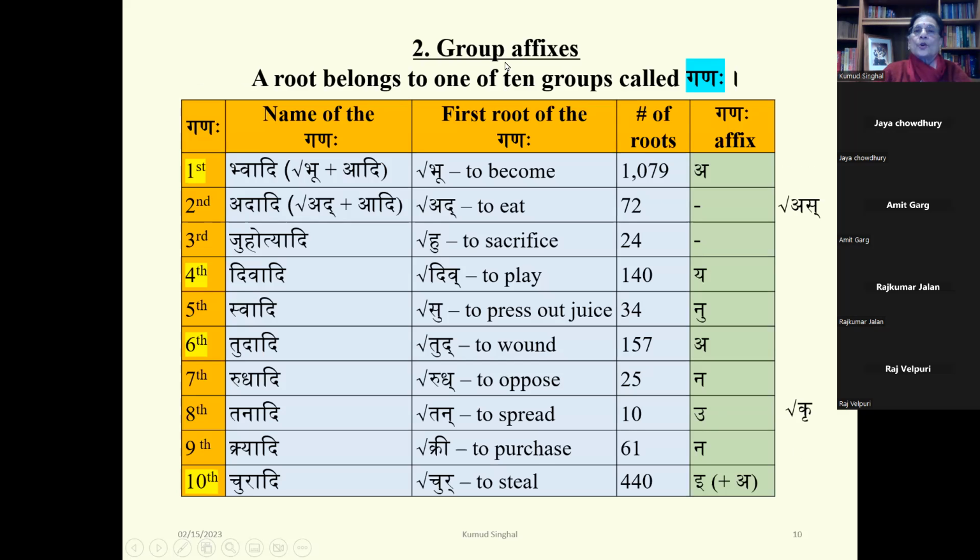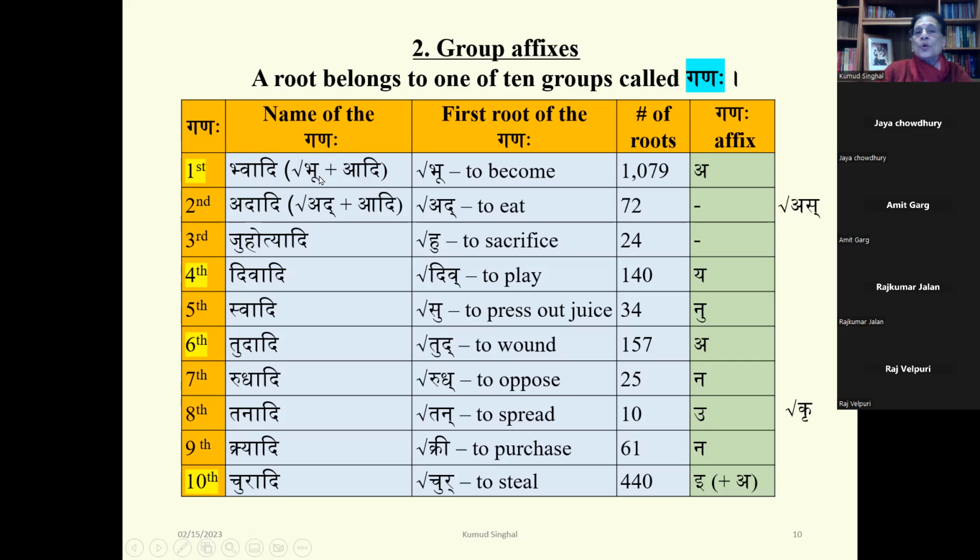So all the roots are grouped into 10 groups. The reason for this grouping is that they behave in the same manner within a particular group. These groups are like Bhuvadi Gana, Adadi, and so on. And the name of the Gana is defined by the first dhatu in that group.